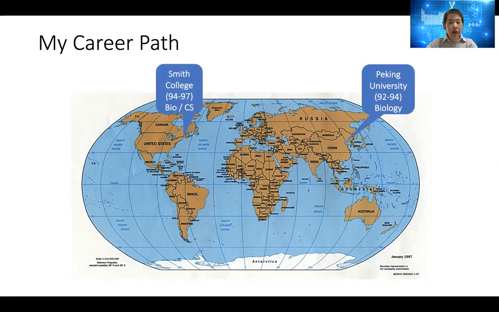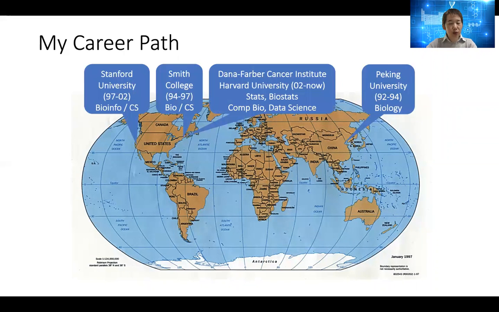Then I transferred to Smith College and had the opportunity to double major in biology and computer science. During my PhD training at Stanford, I started doing bioinformatics research, and I also received a PhD minor in computer science. Since 2002, I have been at Boston, and now I'm a professor of statistics, biostatistics, and computational biology in the Department of Data Science at the Dana-Farber Cancer Institute and Harvard University.